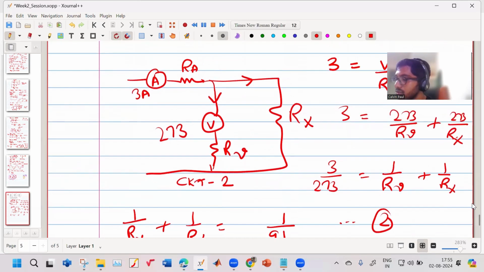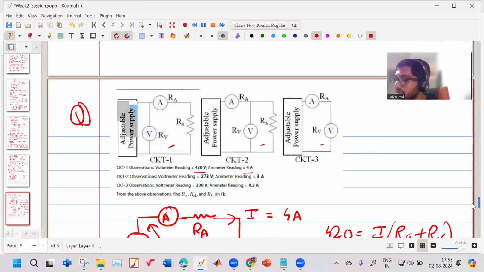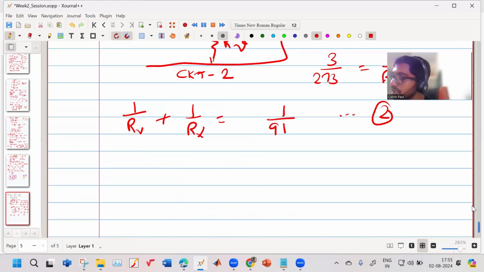So now I must go to my circuit 3. You must understand you have 3 unknowns. You have to find Rx, Ra, and Rv. There are 3 circuits which enable you to get 3 equations so that you can solve for those 3 unknowns. Right? So now your circuit 3 is what?